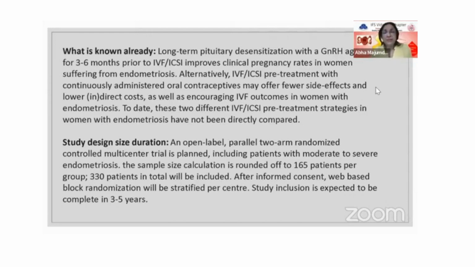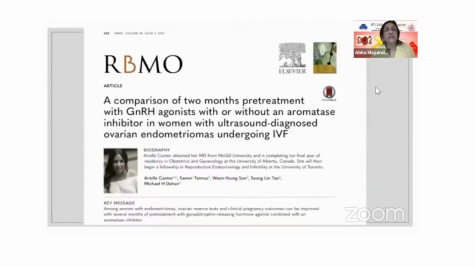endometriosis. Sample size calculation is rounded off to 165 patients per group. So 330 to 340 patients in total will be included. After informed consent, web-based block randomization will be stratified per center. And this study inclusion is expected to be complete in 3 to 5 years. So by 2024, we should get the results of this study. So this is one plan where an OCP has been planned to be given continuously.